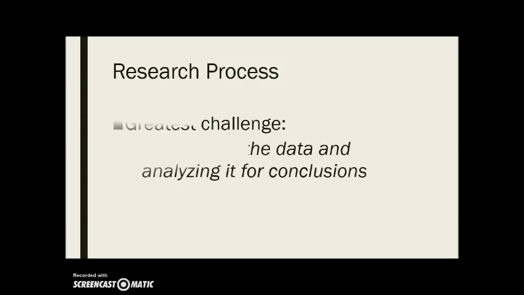The research process. Because the challenge of balancing the use of quantitative and qualitative research exists, the greatest challenge for the researcher is interpreting the data and analyzing it for the conclusions they wish to draw. Because of the challenges given from using both quantitative and qualitative data to make a culminating conclusion, the researcher has to carefully state what he or she is trying to conclude from their research.